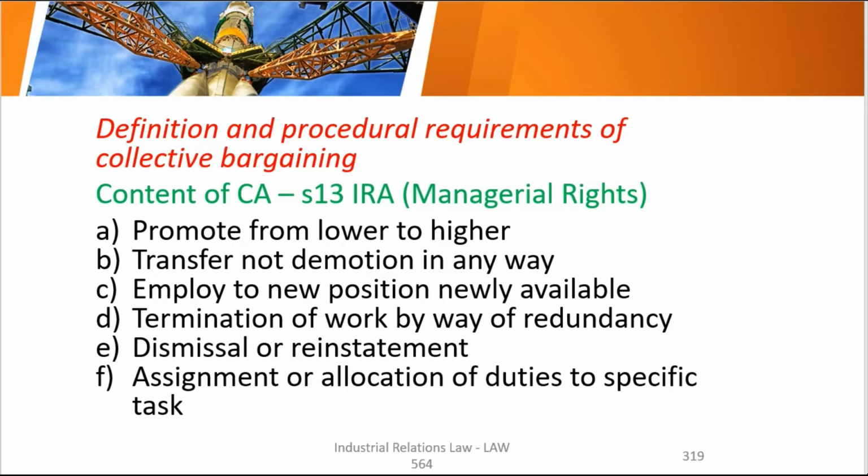The next one is termination of work by way of redundancy. This is the right of the employer when there are too many workers. There is redundancy of work, as I already gave you the example of Bank Bumiputra taking over Chung Kiaw Bank. So if there is redundancy, they have every right to terminate staff. Dismissal or reinstatement is also the right of the employer, because they have the right to dismiss anyone who is against the contract of employment or the rules that they have already identified. They can also reinstate anyone that they want.